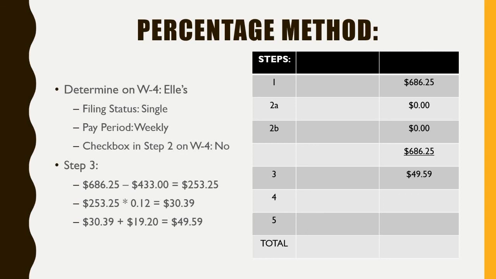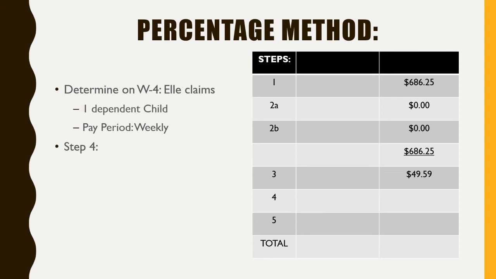So in this case, step 4 is going to ask you to deduct the amount of money that you claim for your children. That means we need to determine on the W-4 form whether she claimed her child. She said she did. So in this case, we've got to look on her W-4 form.